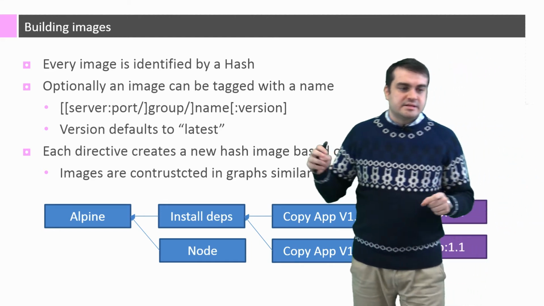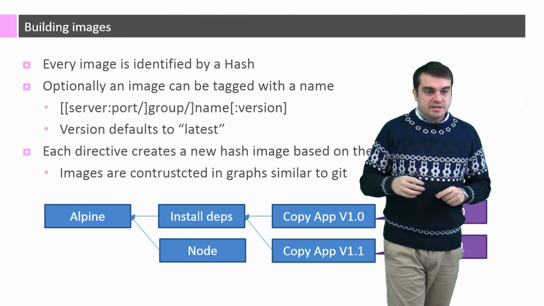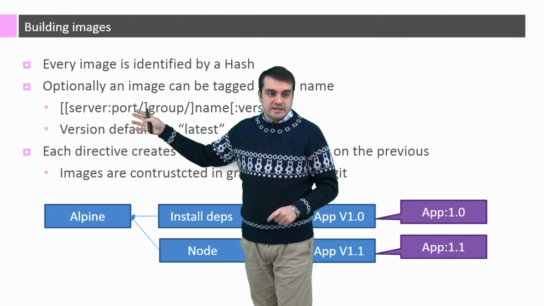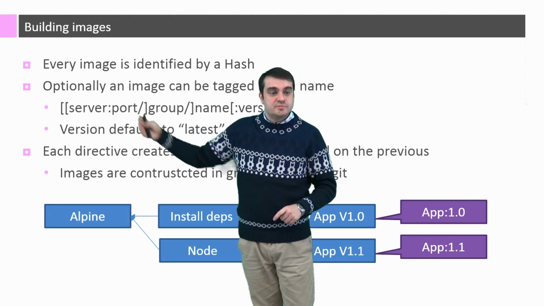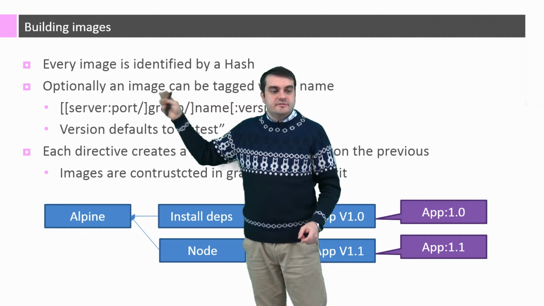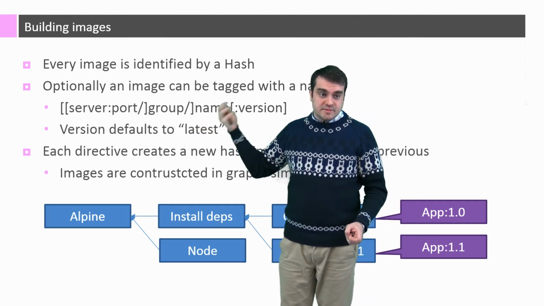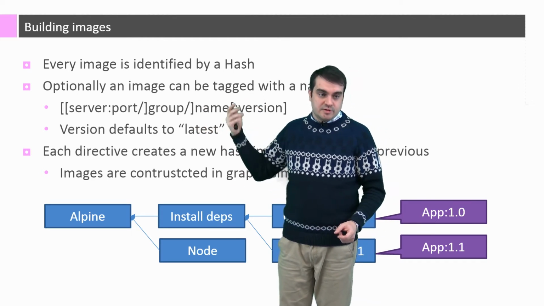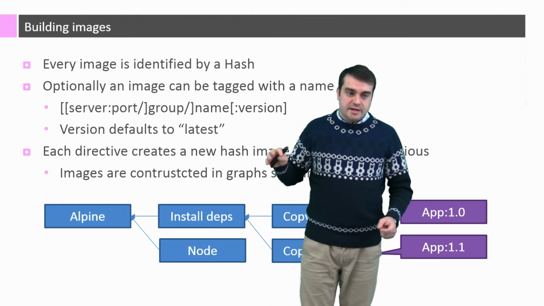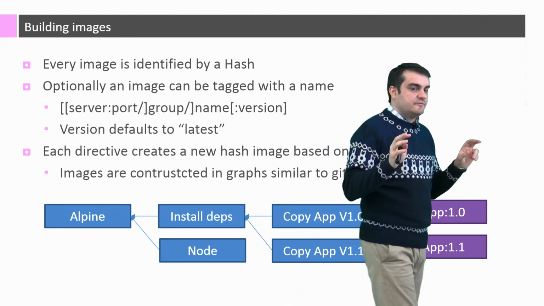How are images built? Typically, every image is identified by its own hash. This hash is then tagged by a name, which optionally includes the server. If not, this is assumed to be Docker Hub. Then a group, which is optional, but typically we want to group different images to separate them. Then the name of the image, which is mandatory; we have to give our image a name when we tag it. And optionally a version. If we don't put a version, either by building or by calling it, latest will be the default value for version.